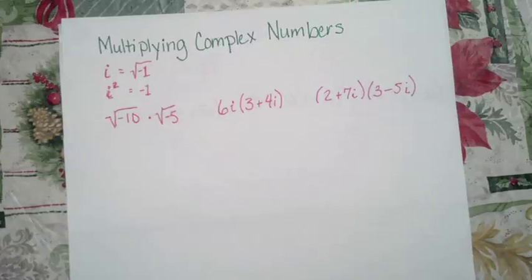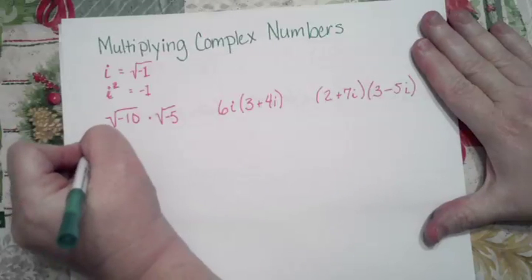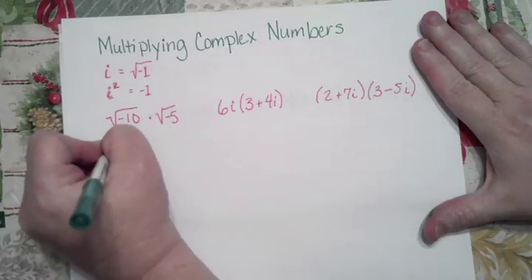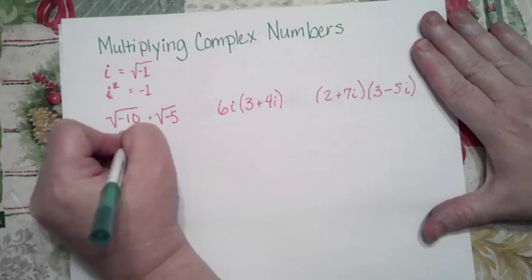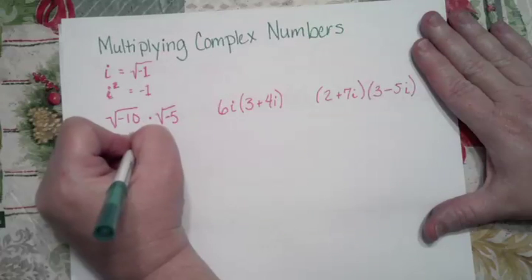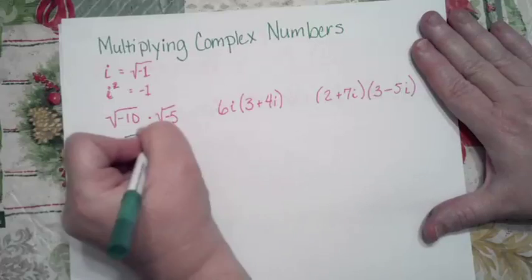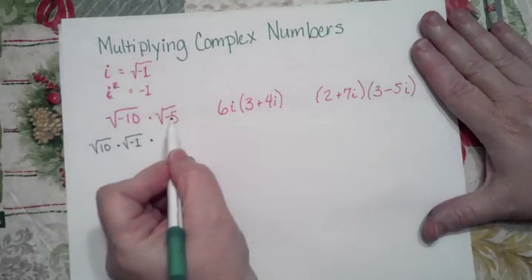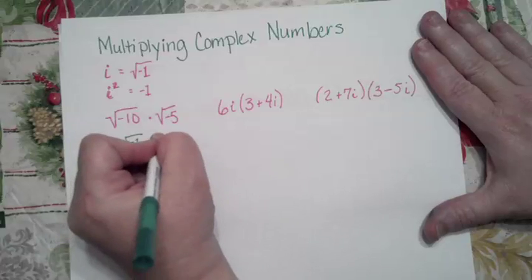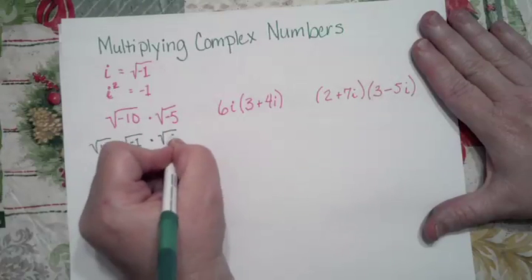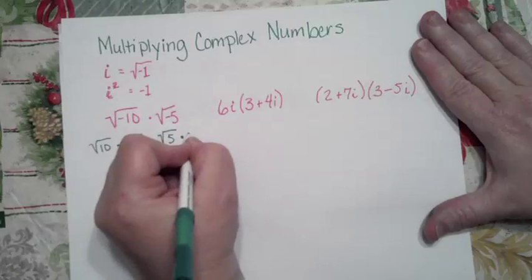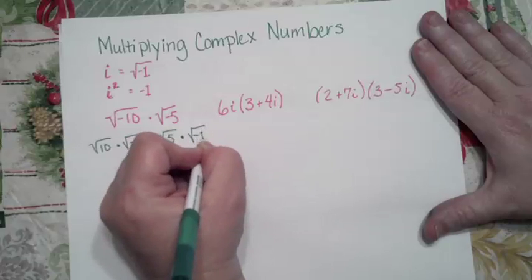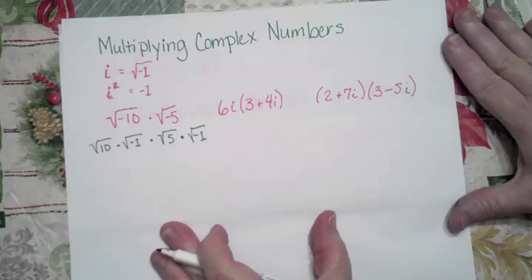So I'm going to do that. I'm going to say the square root of -10 is really just the square root of 10 times the square root of -1. And then over here, I have this times the square root of -5. So I have the square root of 5 times the square root of -1. Okay?